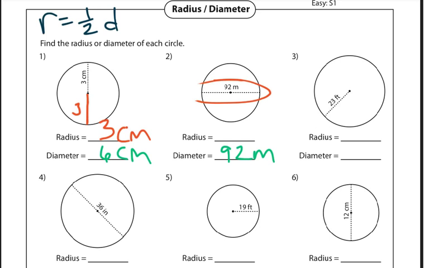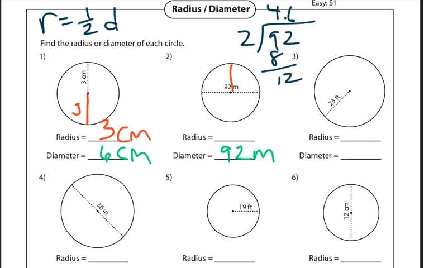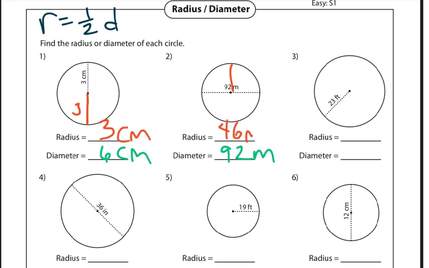So if we only wanted to go halfway, how far would that be? And so we have to think, what's halfway to 92? Well, half of 92 would be, let's divide it out. 46. So 46 meters. And so what we know is that the diameter is 2 of the radius. Right?